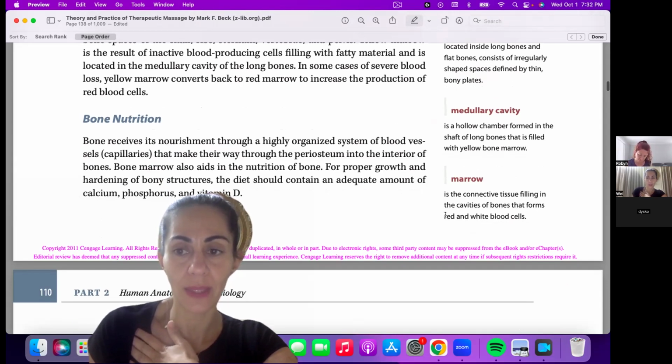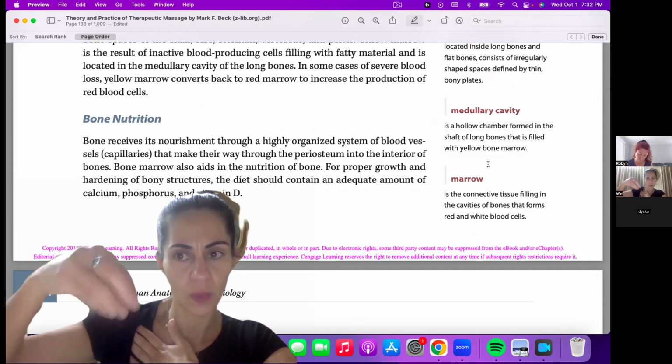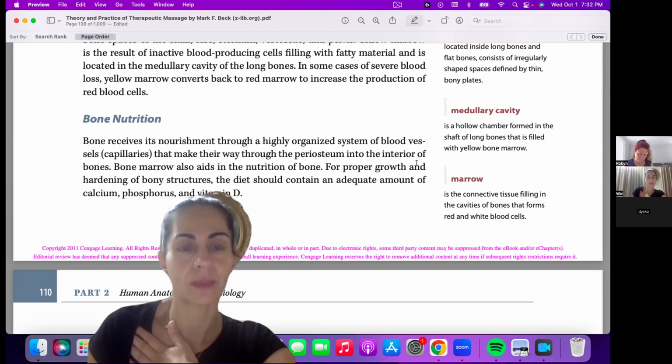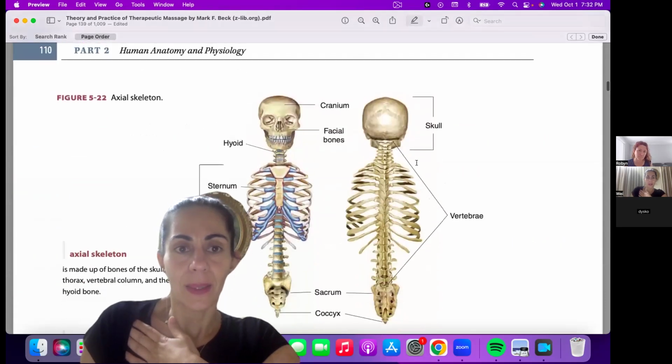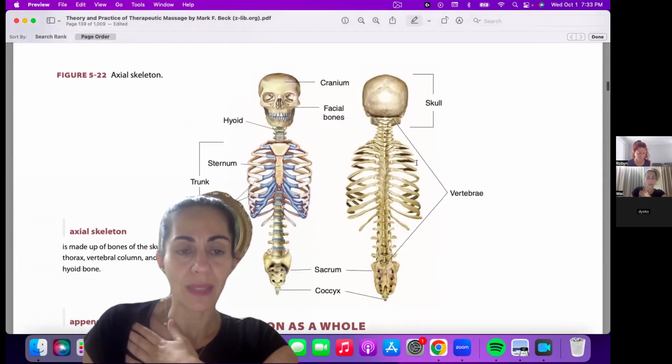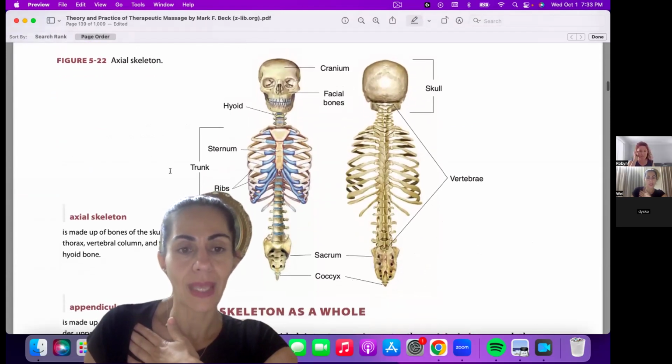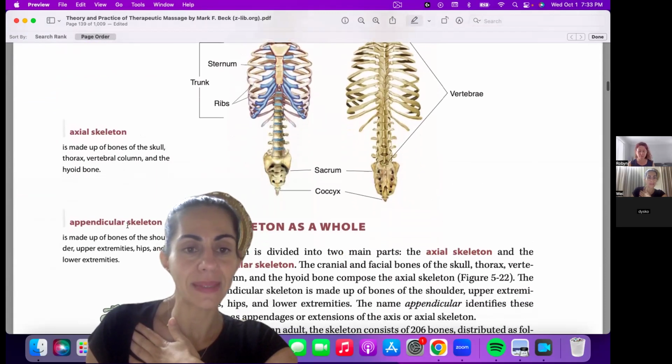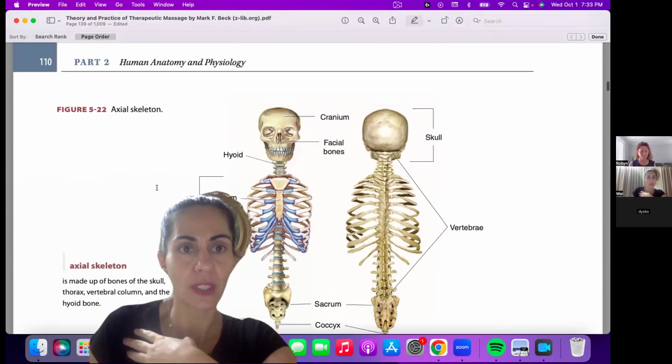So we find the red and white blood cells in the marrow, in the center, or in the cavity of the bone. Now, let's talk about the two types of skeleton we talked about, which are axial and appendicular. So the skeleton is broken into two sections.